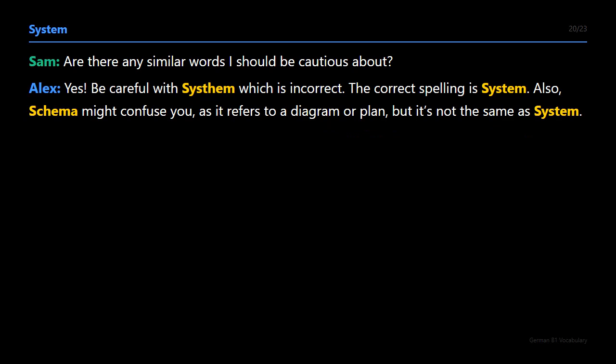Are there any similar words I should be cautious about? Yes. Be careful with the misspelling of System, which is incorrect. The correct spelling is System. Also, Schema might confuse you, as it refers to a diagram or plan, but it's not the same as System.